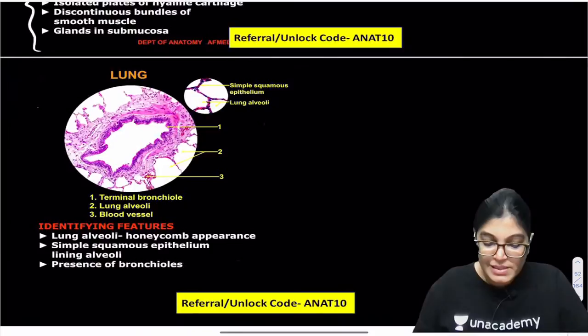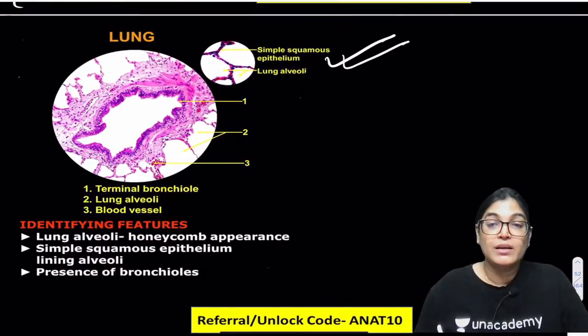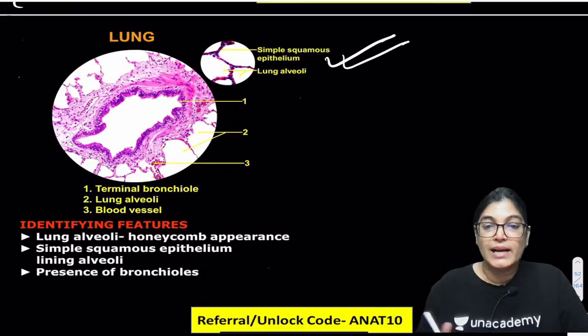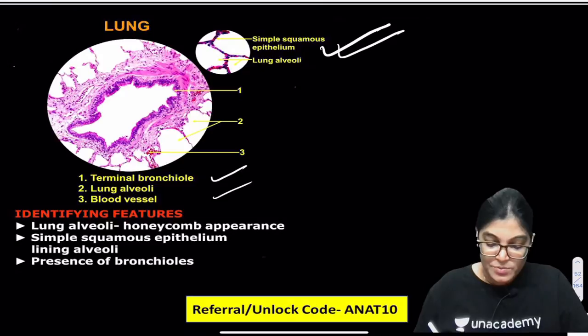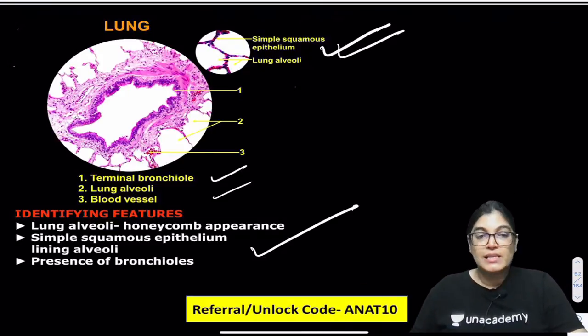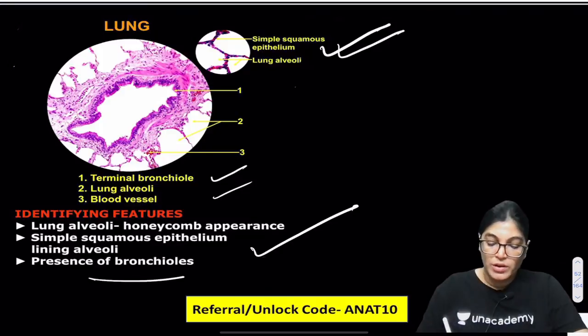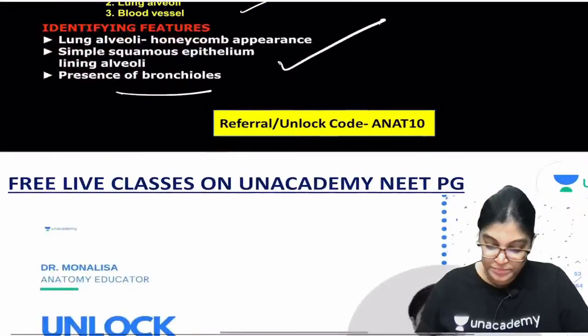Now lung, when you see the slide of lung, simple squamous epithelium, the epithelium size and height has been reduced. Terminal bronchus, lung alveoli have been seen. So honeycomb appearance, if you see the slide, it appears like a honeycomb. Presence of bronchioles will be there, and the lining epithelium is simple squamous epithelium.